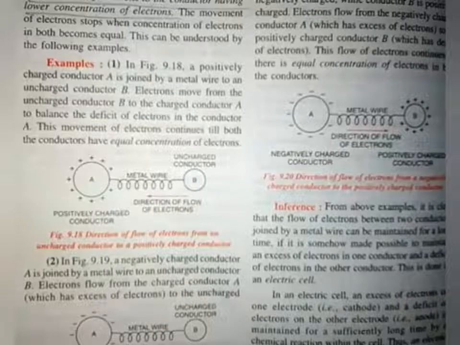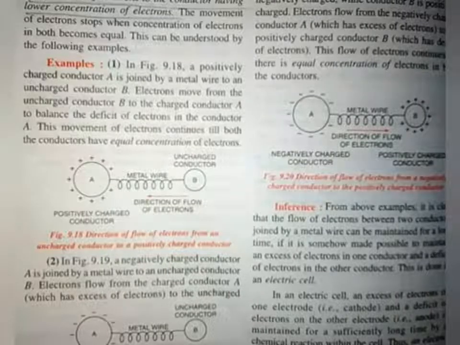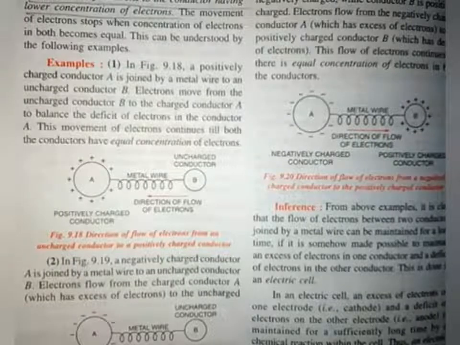So from these three examples, we have concluded that when two charged conductors are joined by a metallic wire, free electrons flow from a conductor having a higher concentration of electrons to the conductor having a lower concentration of electrons, and the movement of electrons stops when the concentration of electrons in both becomes equal.